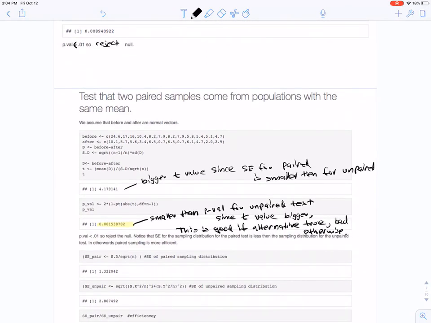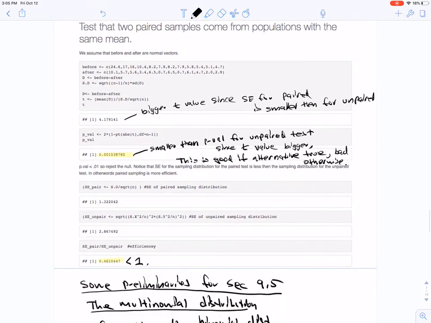Now, if we treat our data as being paired, like in a before-after study, then we see that we get a larger t-value, again because the standard error is smaller, as we discussed earlier, and so our p-value will be smaller. This is a good thing if the alternative is true, and it's a bad thing if it's not true. And here I calculated the efficiency for the paired and unpaired, and you can see it's less than 1.